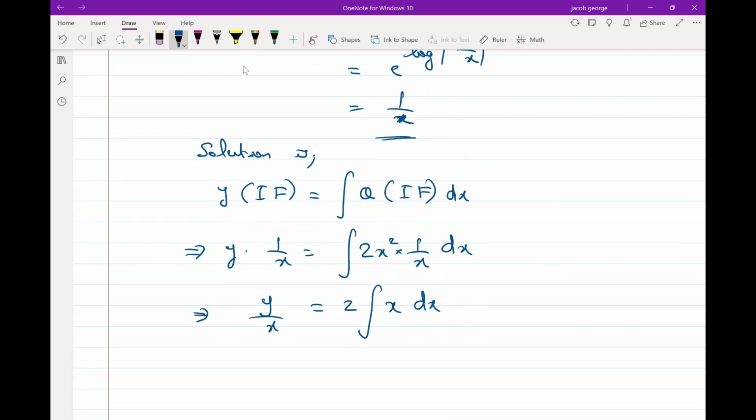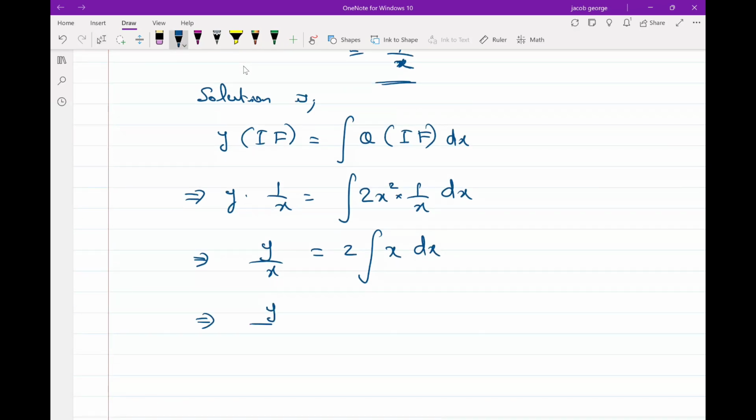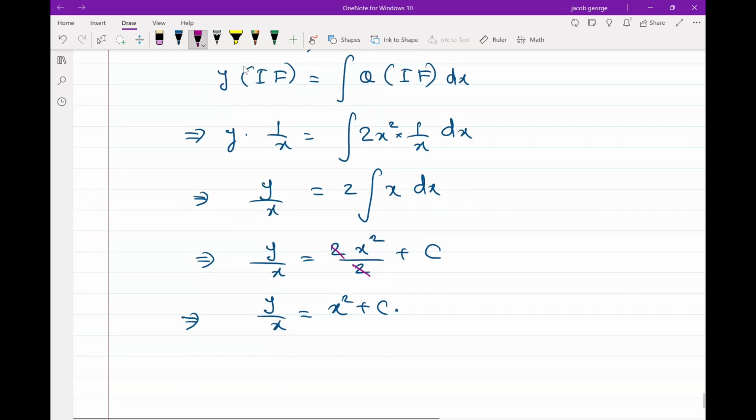Clear, Aril? What is integral x dx? x square by 2. So the answer is y by x is equal to 2 into x square by 2 plus c. We will cancel out this 2. That is y by x is equal to x square plus c. y by x is equal to x square plus c is the answer. Clear? So this is the method of doing the first type.